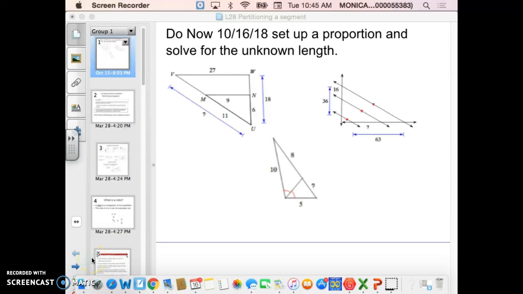So yesterday we learned three new theorems about how to set up a proportion to solve for an unknown length, the side splitter and the triangle bisector theorem. So let's go ahead. You want to pause the video and work these problems out.